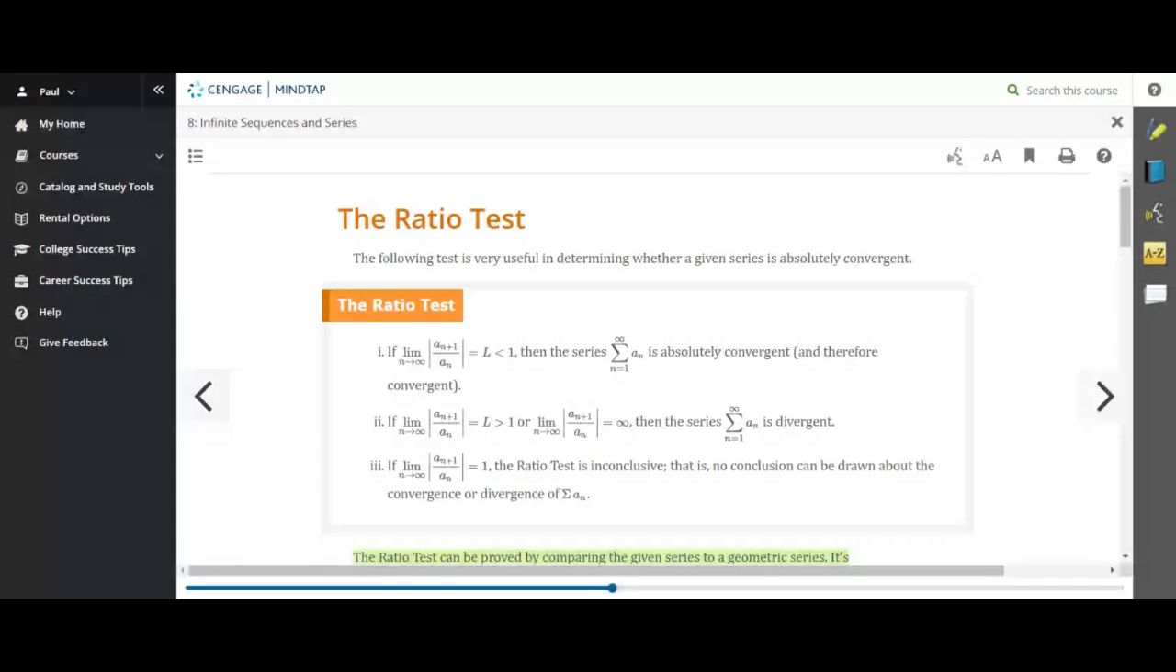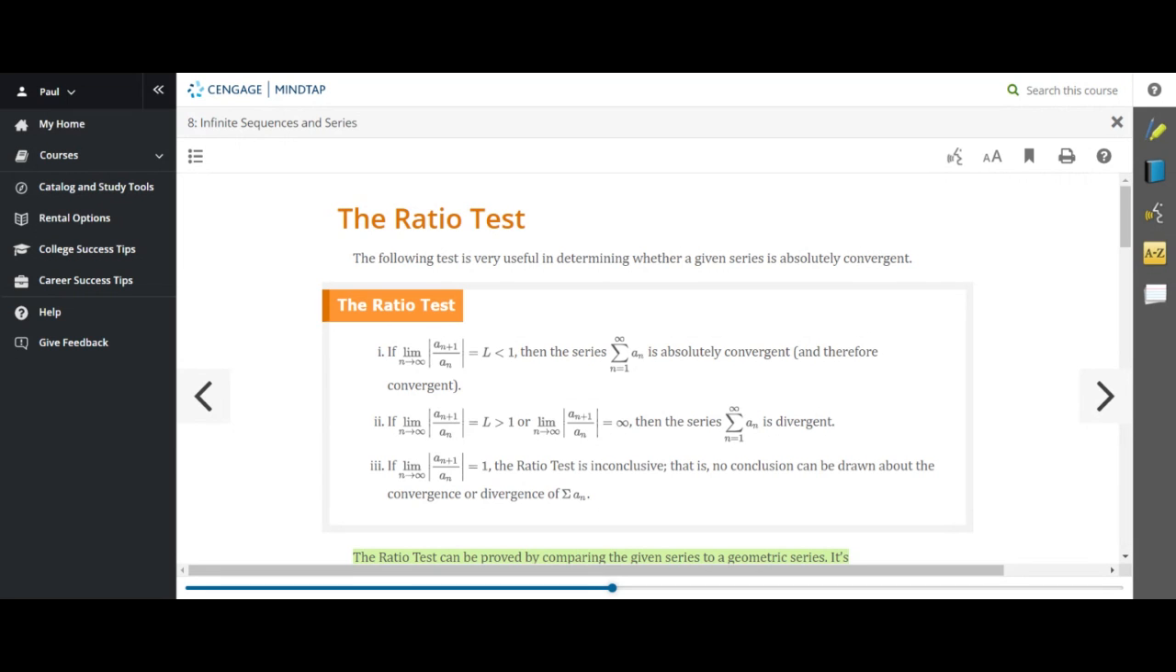The following test is very useful in determining whether a given series is absolutely convergent. And remember, if the series absolutely converges, then it converges. So establishing absolute convergence of a series is great because then it means the series itself converges. By number 1, it says if you take the absolute value of the ratio of the n plus first term to the nth term, and that limit as n goes to infinity equals L, and L is less than 1, the series is absolutely convergent and therefore convergent.